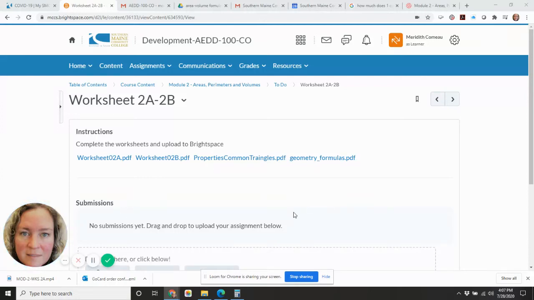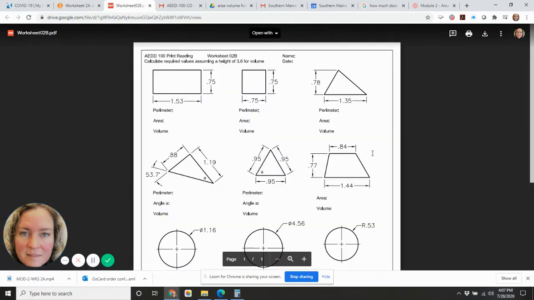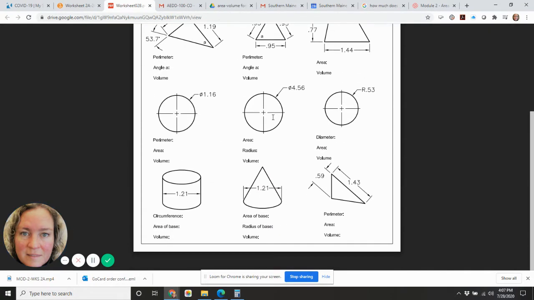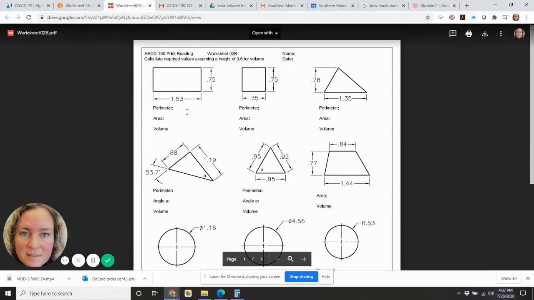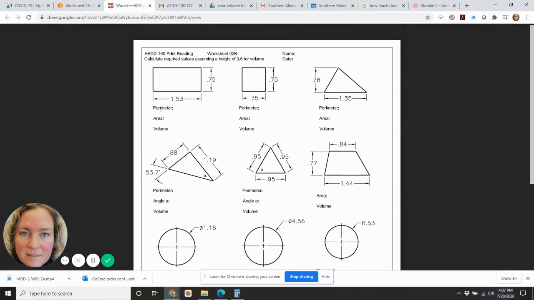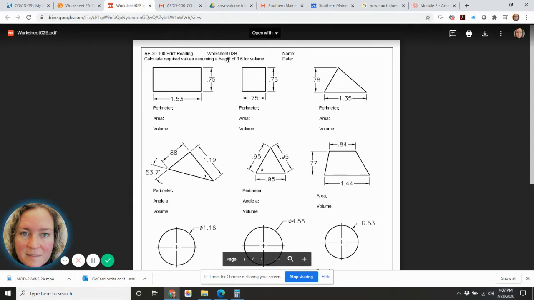All right, so let's take a look at worksheet 2B now. Worksheet 2B has some different geometric shapes, and underneath each one of the geometric shapes, you're given some information to find out from the information provided. So at the top, the instructions are calculate required values assuming a height of 3.6 for anything. Anytime you're trying to calculate volume, you're going to use 3.6 for the height of these objects.